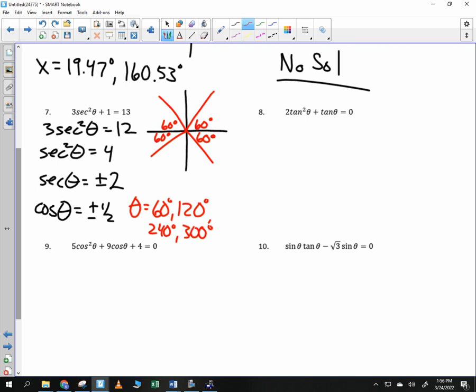All right, cool. The next one's squared, but it's got multiple tangents. You can take that tangent. Factor out a tangent. I like your idea. Let's do it.